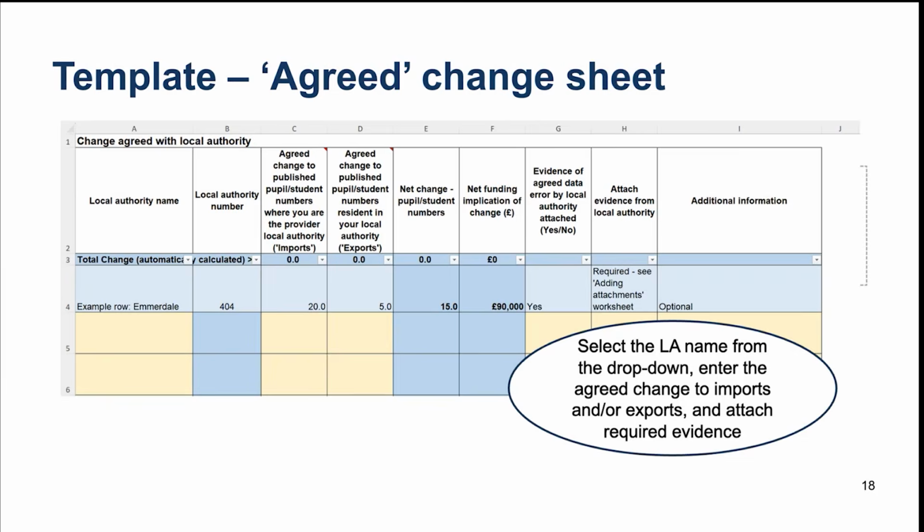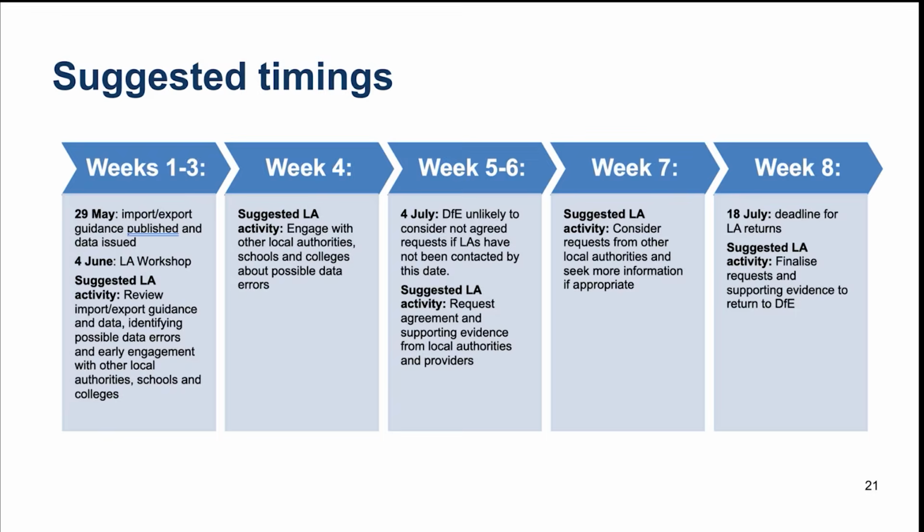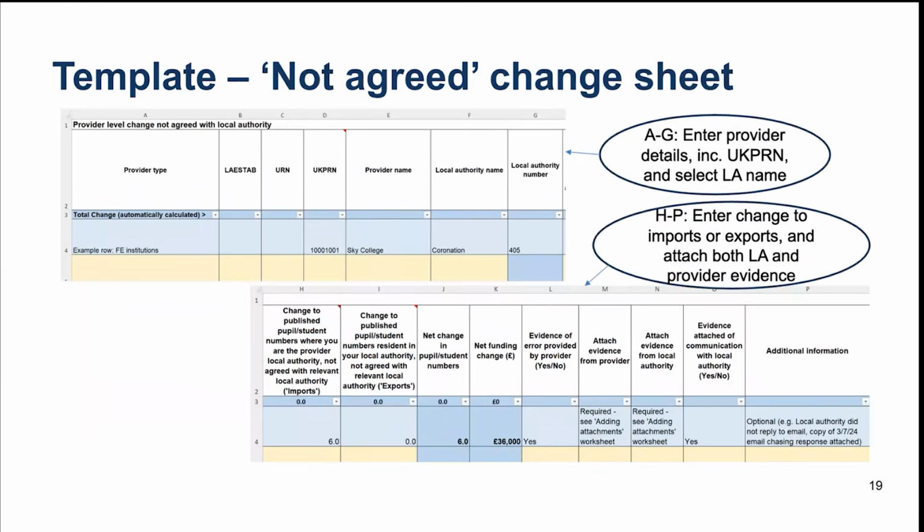And on to the next slide. So the not agreed change is for those requests where the local authority hasn't clearly agreed the change or not responded to a request. So in this case, the error relates to Skye College in my local authority area. So you'll need to enter the provider details at columns A to F shown at the top of this slide, and please ensure that the UKPRN is completed.